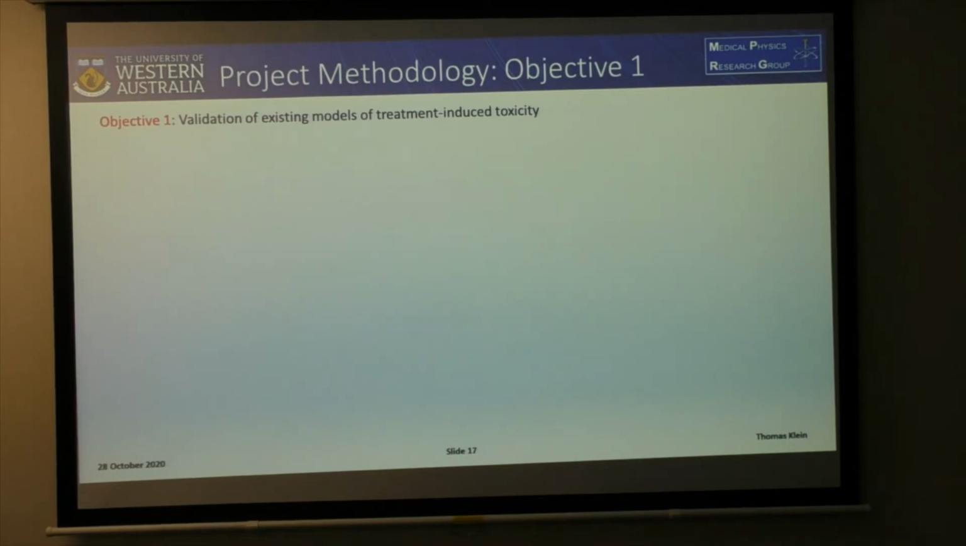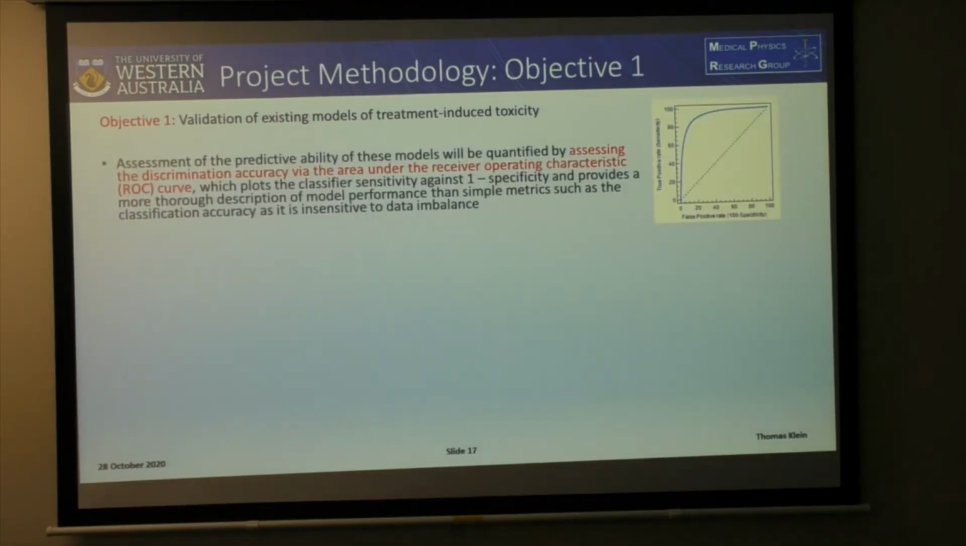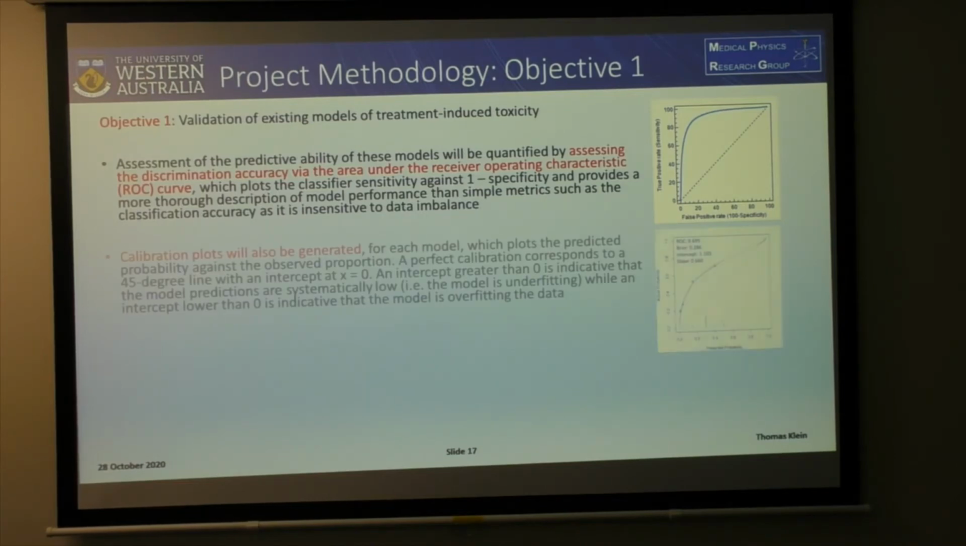So assessment of the predictive ability of these models will be done through the area under the receiver operator characteristic curve, which is a plot of the sensitivity versus the specificity, and provides a thorough description of the model performance, which is insensitive to data imbalance, which can be a problem in medical data sets.